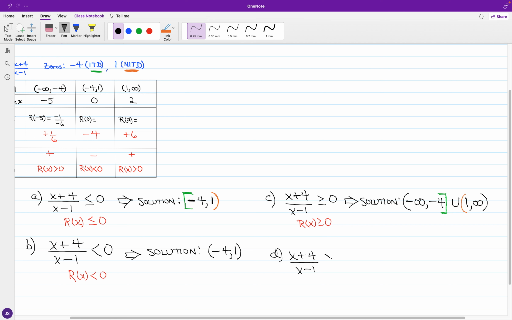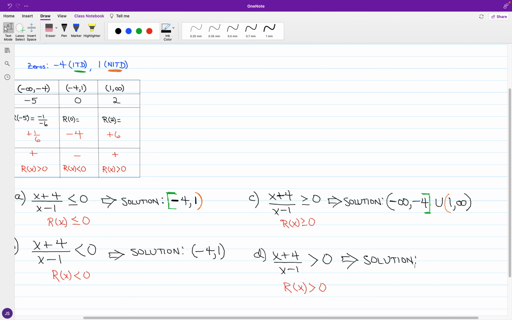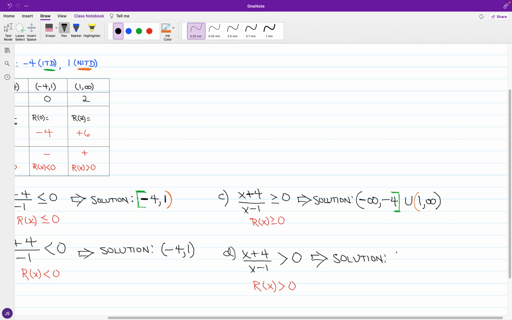Again, for part D, just the remaining inequality. And we already have the results here. This time where we have r of x is greater than 0, and the solution is going to be the same numbers involved, but with the exclusive use of parentheses. And again, for greater than 0, you have those values of x less than -4, along with those values of x greater than 1.